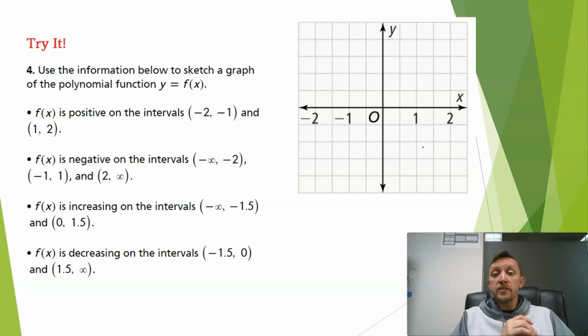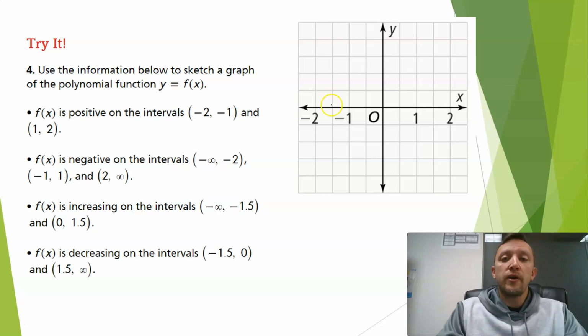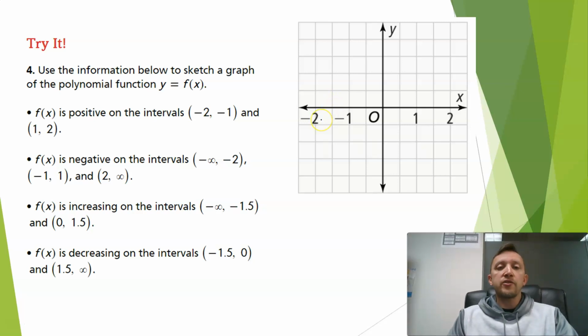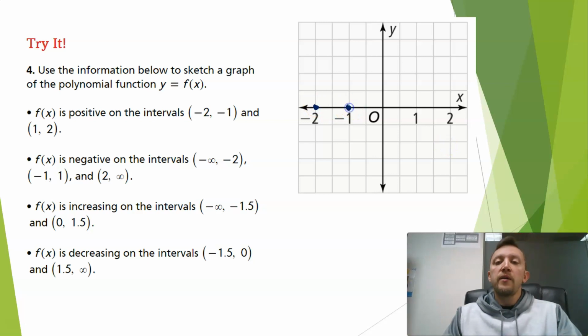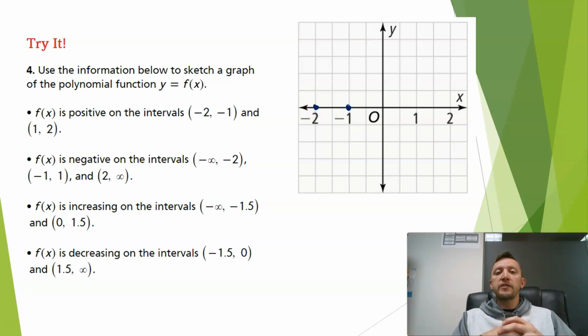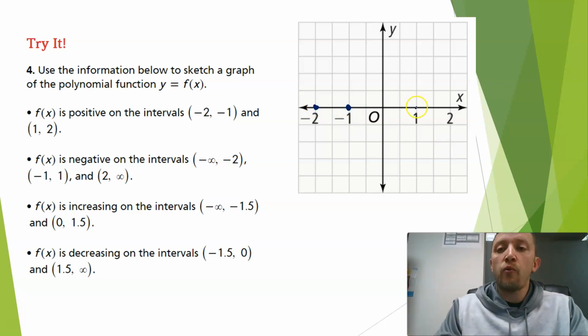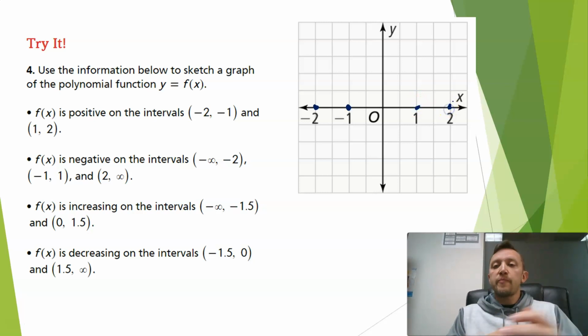All right, let's see how you did. Again, the first step is we're going to identify where those x-intercepts are. It's positive on the intervals from -2 to -1 and from 1 to 2. So from -2 to -1, it's positive, so we'll shade in a second. And from 1 to 2, it's positive.